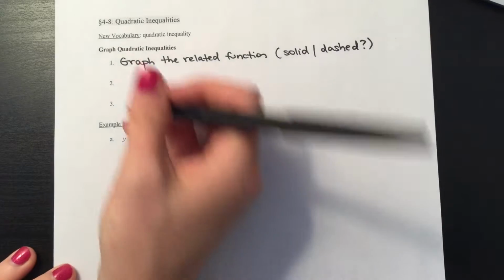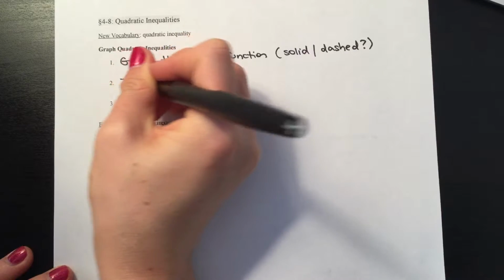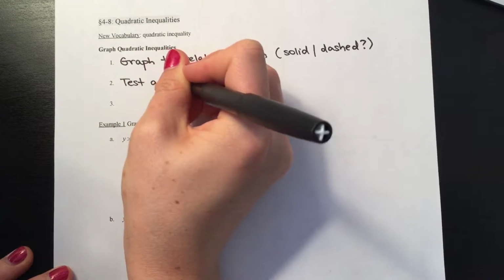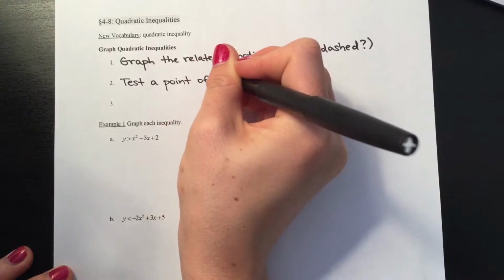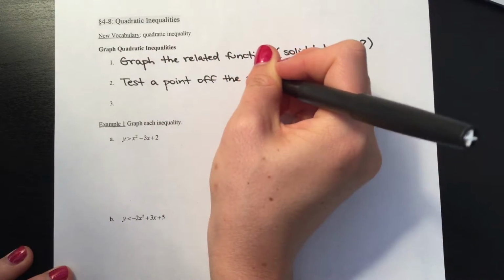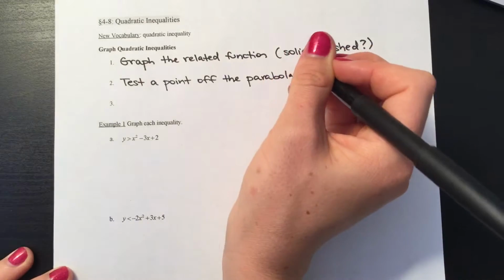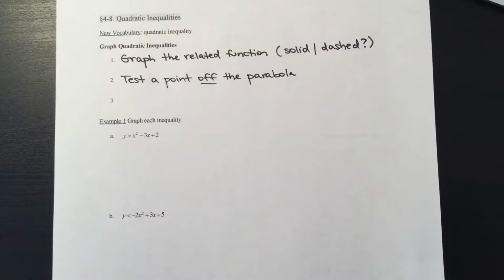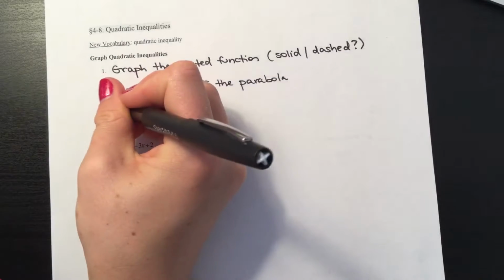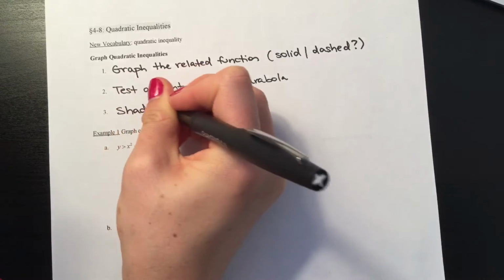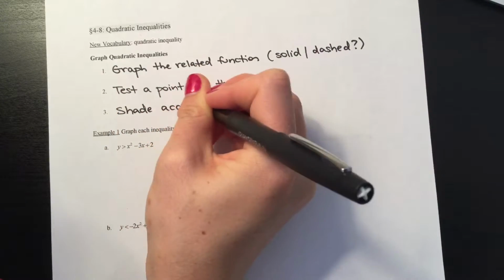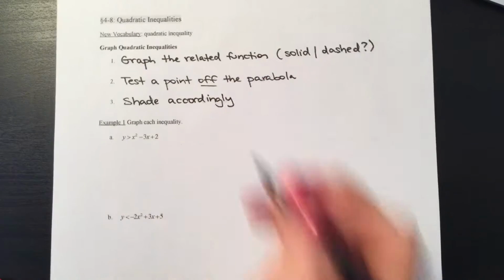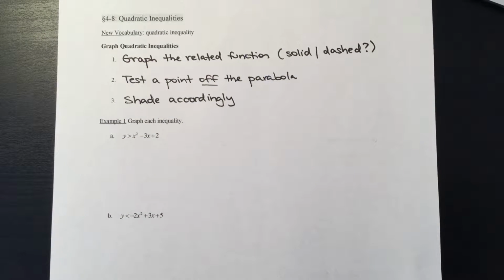Step 2, test a point that is not on the parabola. So test a point that is off the parabola. It should not be a point that's actually part of the parabola. So 0, 0 is great, but if for some reason 0, 0 is a point on the parabola, then it's not going to work. And last, shade accordingly. That's really the new part, the shading part. So you do a test value, figure out if it's true or false, and then you can shade according to whether it was true or false.